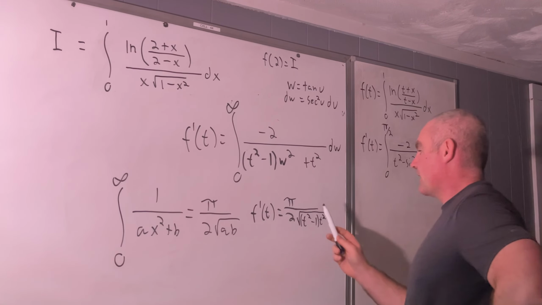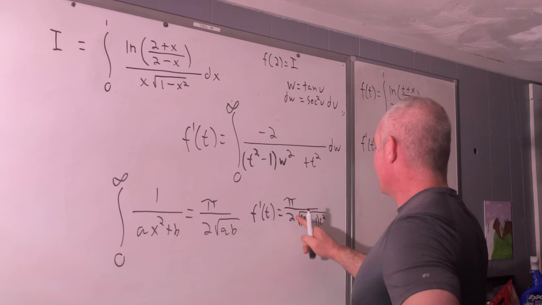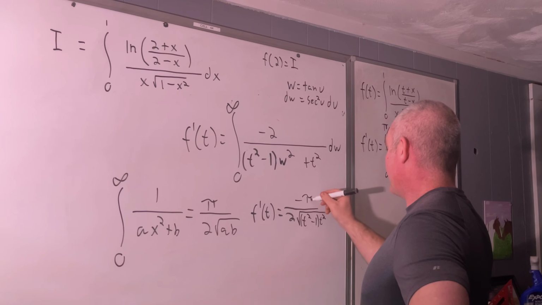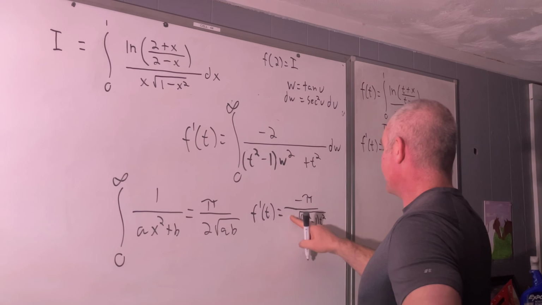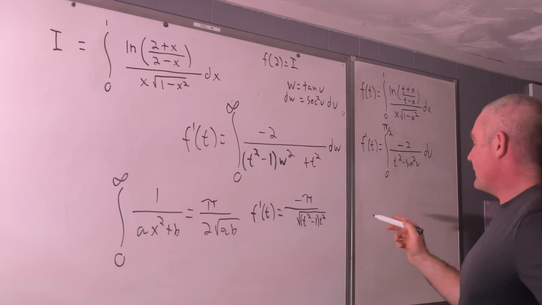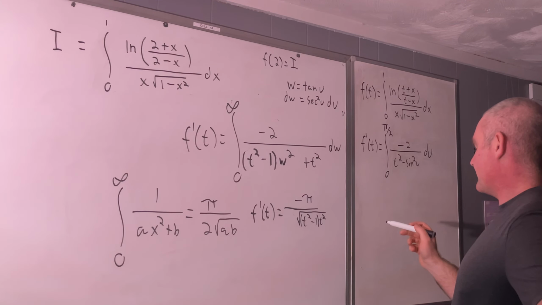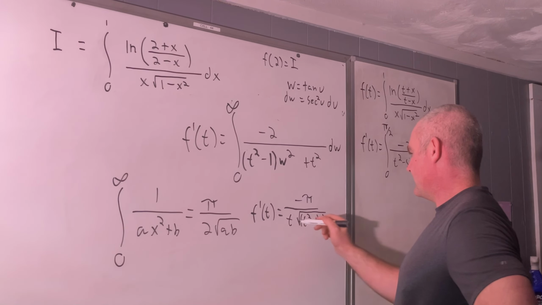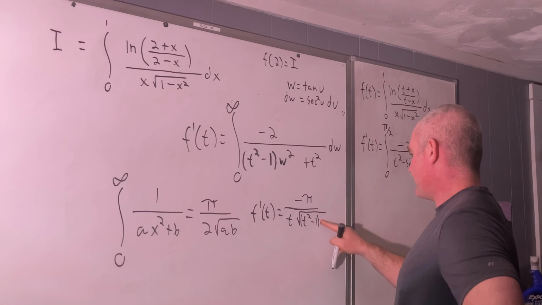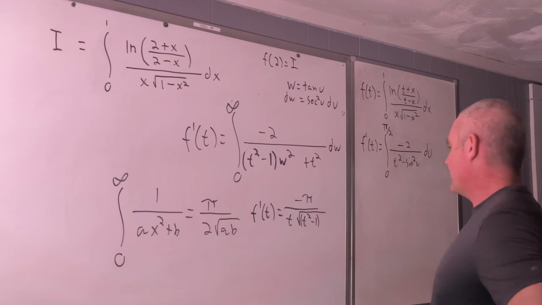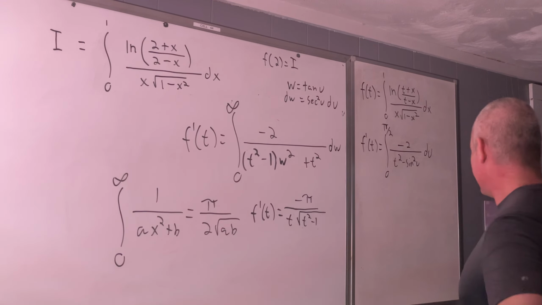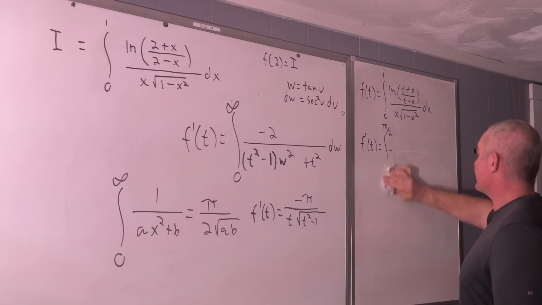Wrong. Times a minus 2. So we're actually going to have minus pi over that. And then you'll notice, let's see, what can we do? We can factor out a t and get rid of this t squared. So this is what we end up with for f prime of t, and let's write that down.